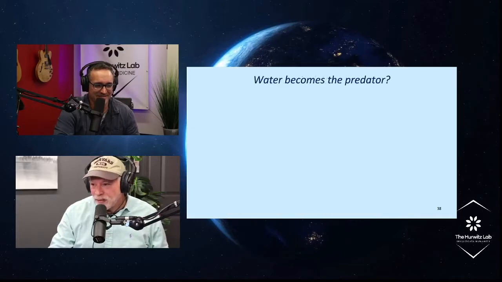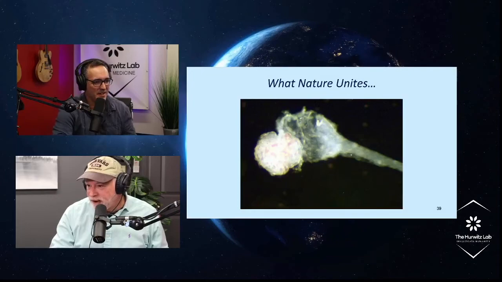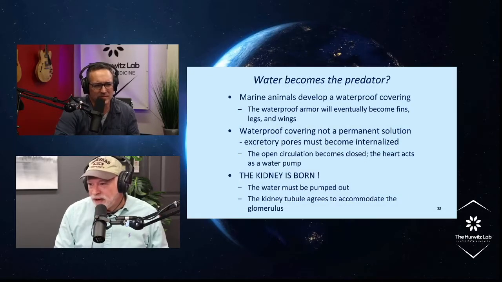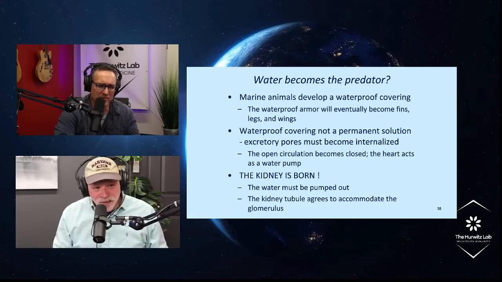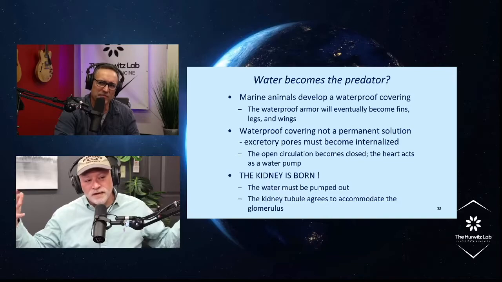So water became a predator. Water became the predator. And so marine animals had to develop a waterproof covering. And the waterproof covering wasn't a permanent solution, so the kidney got born. But then there was all this water. At least this is in Homer's view.